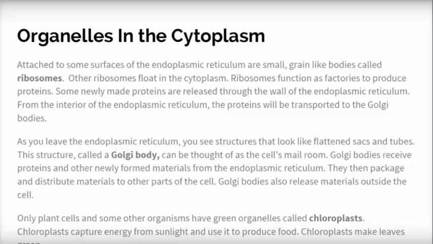As you leave the endoplasmic reticulum, you see structures that look like flattened sacs and tubes. This structure, called a Golgi body, can be thought of as the cell's mailroom. Golgi bodies receive proteins and other newly formed materials from the endoplasmic reticulum. They can package and distribute materials to other parts of the cell. Golgi bodies also release materials outside of the cell.